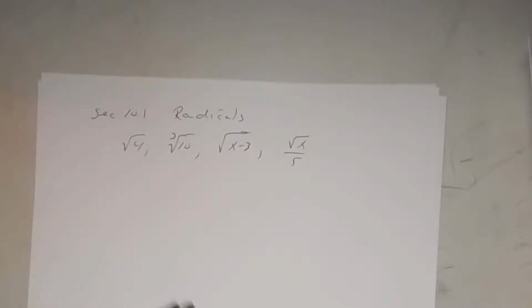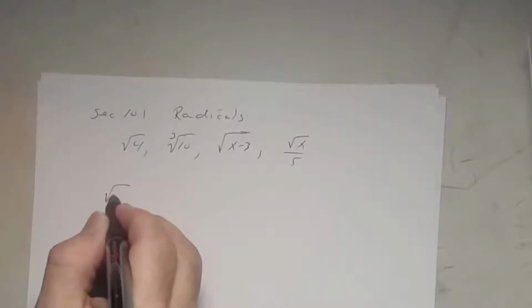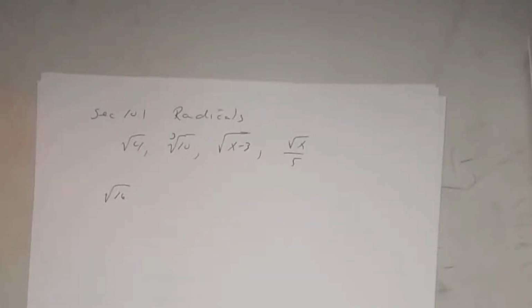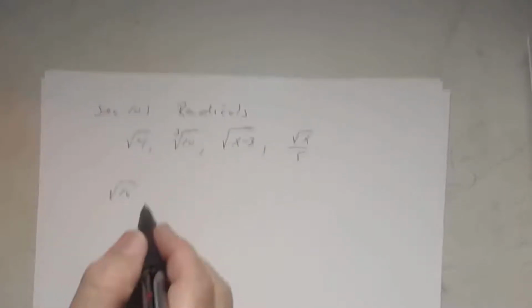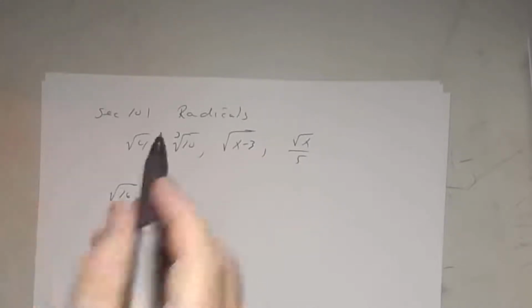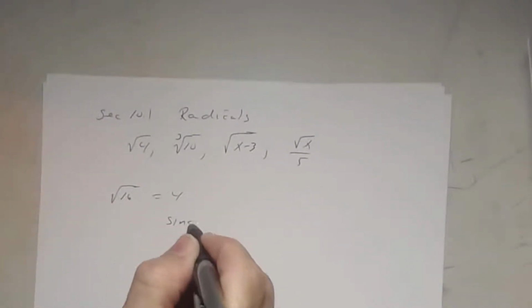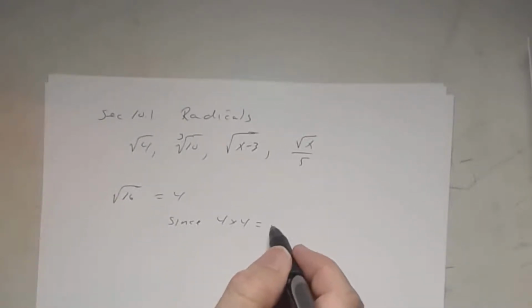Now, 10.1 is easy enough that you can use this idea. When we talk about the square root of 16, you know what the answer is. What's the square root of 16? 4. So in this section, you want to use the idea that the square root of 16 is 4 because 4 times 4 is 16. The answer is 4 since 4 times 4 is your radicand, which is 16.